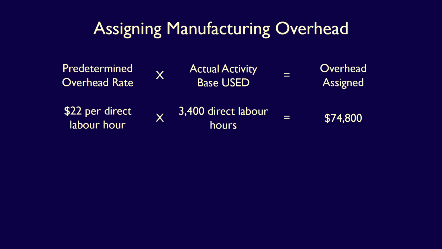This sum is the amount of overhead we need to assign to the job. For Camilla Inc., we took our predetermined overhead rate of $22 per direct labor hour and multiplied it by the actual activity level used in the job, 3,400 direct labor hours. The sum, $74,800, is an estimate of the overhead that Camilla must have used in order to produce the cakes.